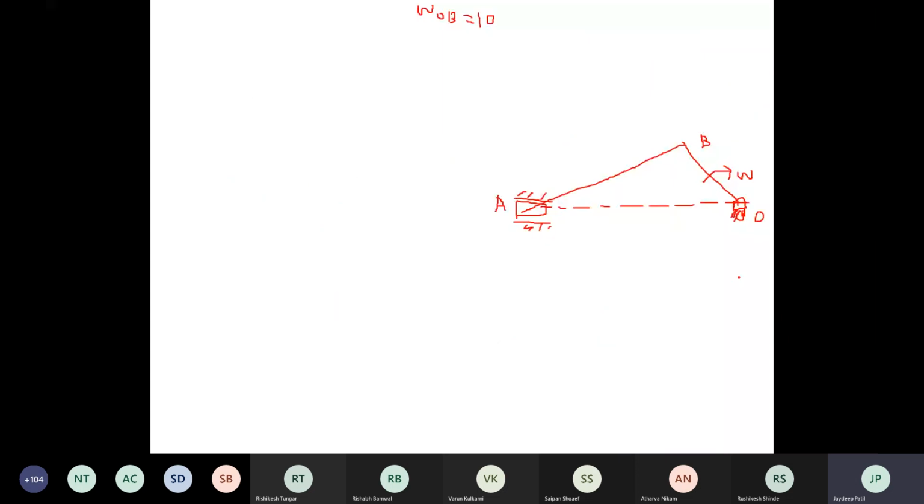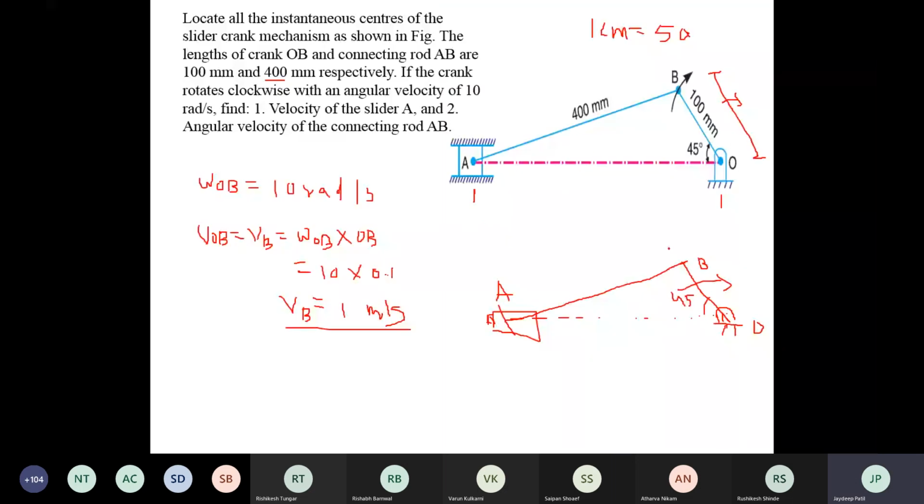I have to give the next number to the input link, correct? Which is the input link here? OB. OB is the input link, so it is 2. Now OB is connected to AB. AB is the third link. AB is connected to slider A. Now this is your fourth link. Here is 1, this is 2, this is 3, this is 4.